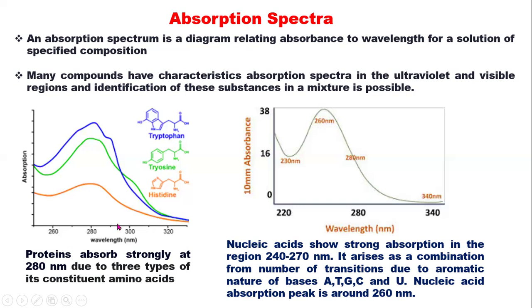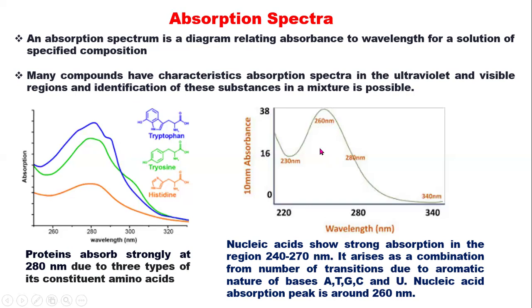So for protein it is 280 nanometer, while for nucleic acid it is 260 nanometer. Take notes, we can ask questions from this, and so you should be able to answer it. So why is it that protein absorbs strongly? Is because of the aromatic nature of the amino acids, aromatic amino acids that are found, right?